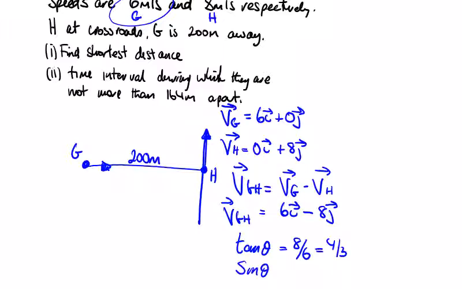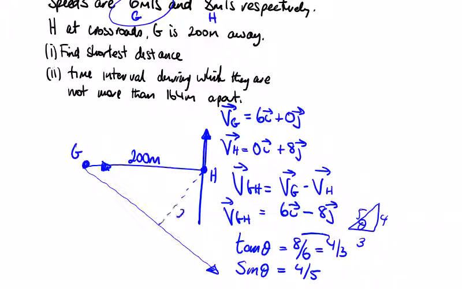So the sine of theta is O over H, which is 4 over 5. We have 6I minus 8J, so we're coming down in this direction, positive, negative. The shortest distance is here, and theta is in here.